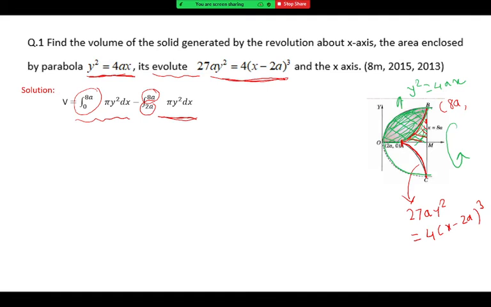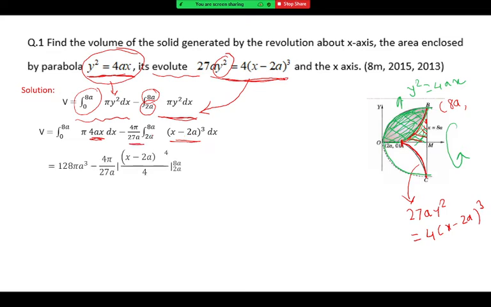You will observe the value of y square can easily be replaced here, and the value of y square can be replaced in this second one, and we just have to integrate it. So y square equal to 4x is replaced in the first part. This is the value of y square replaced, and the constant is taken outside.